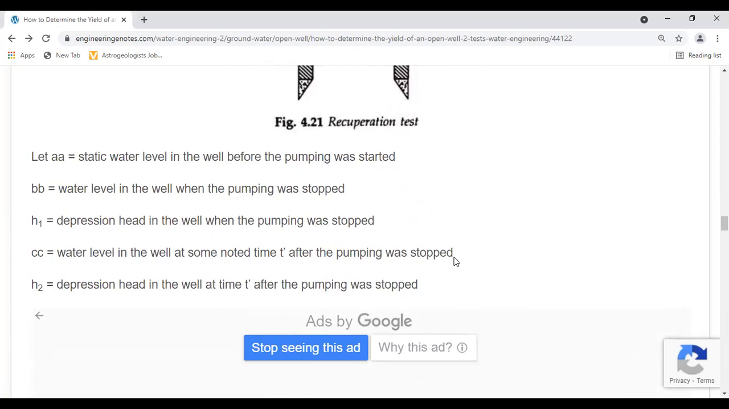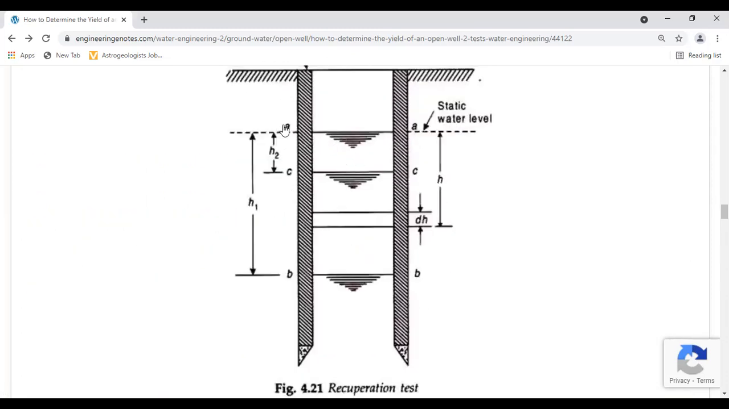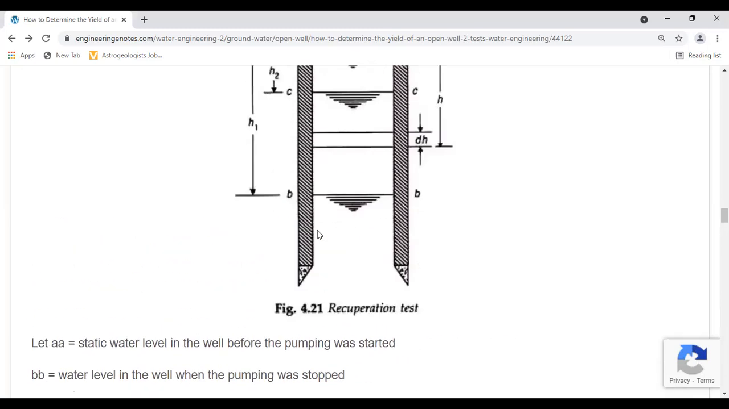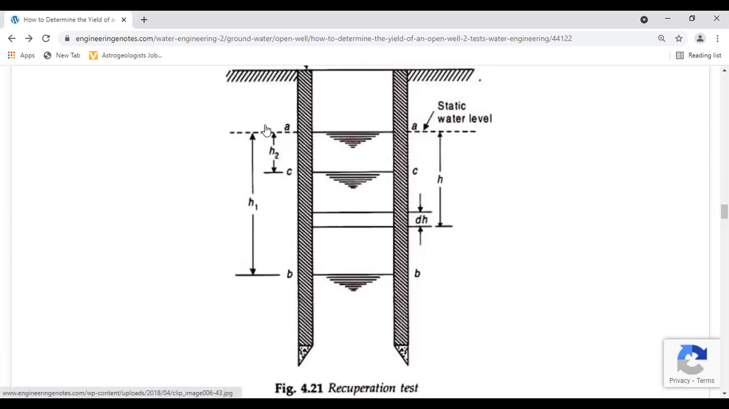Let AA be the static water level in the well before the pumping was started. Here, this is the line AA. BB is the water level in the well when the pump was stopped. This is the AA static water level before starting the pump, and after stopping the pump, this is the BB water level.